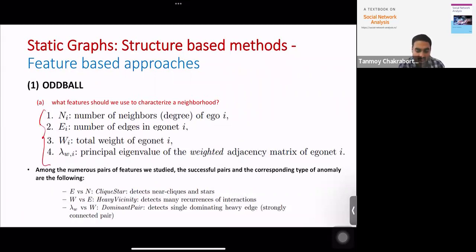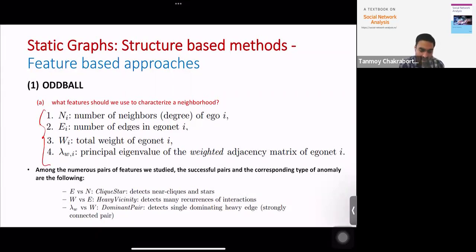The first one is the number of neighbors of an ego i, basically the degree of that ego i. In the egocentric network, you just look at the degree, that is N_i. So what you do here, you first extract ego nets of all the nodes. You take a node, extract the egonet and analyze. The properties or metrics that I'm going to discuss now are calculated for each individual ego network.